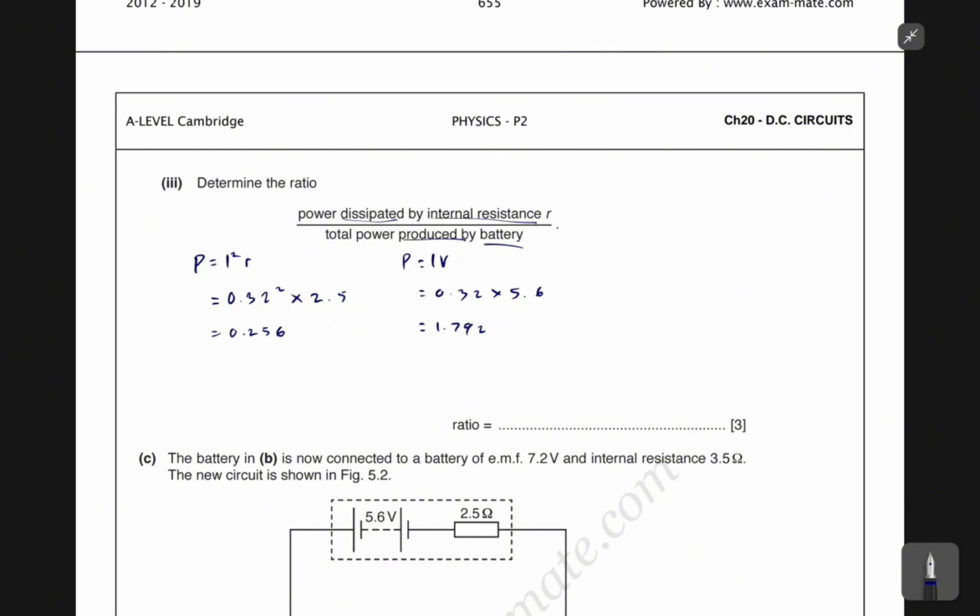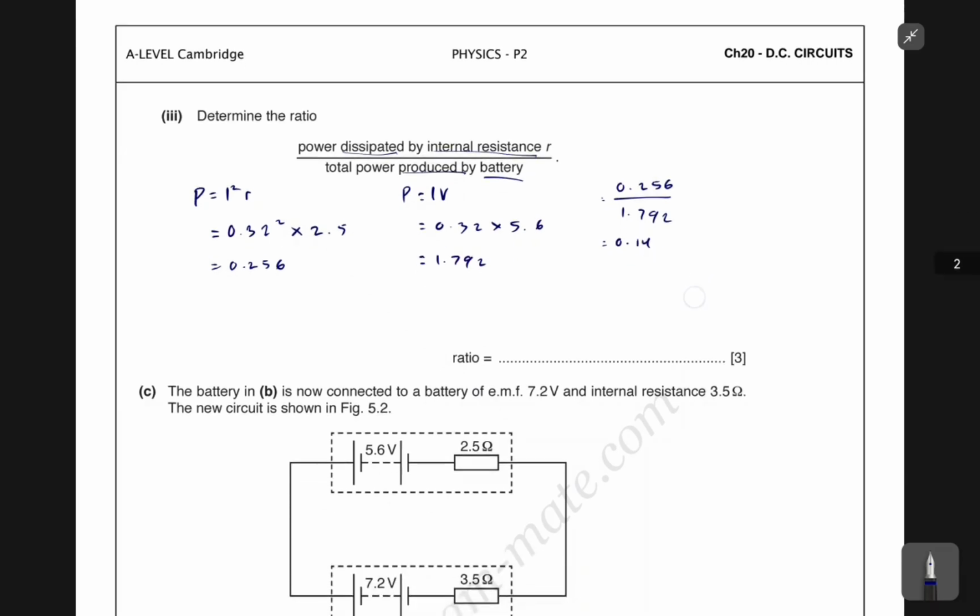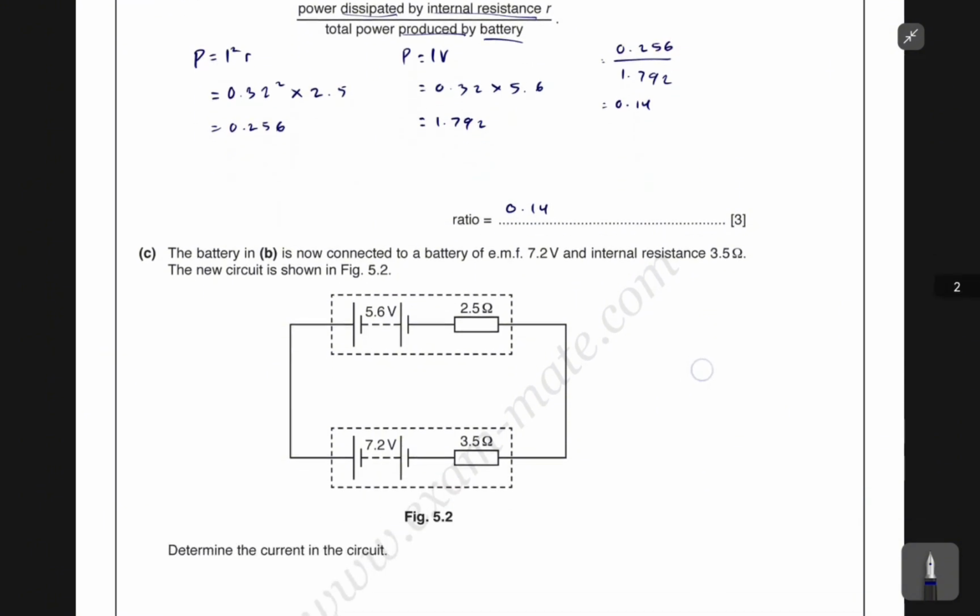And then we divide it. 0.256 divided by 1.792. So the answer is 0.14. The battery in B is now connected to a battery of EMF 7.2 V and internal resistance 3.5.